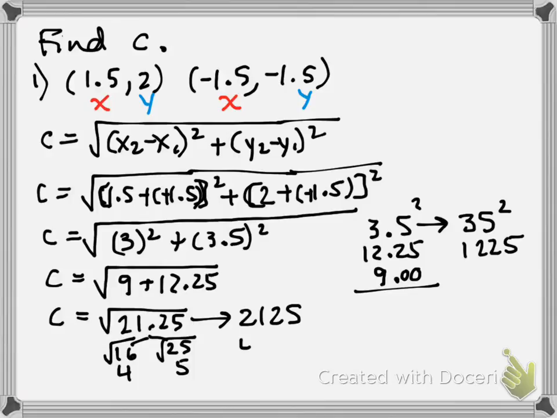Okay. So what I see is 46 is, its square is, if I square this, I get 2116. That's pretty close to 2125. So I would say a good guess would be 4.6. When I square that, I get 2116. So that's what I'm going to go with. That's how I can use my chart.